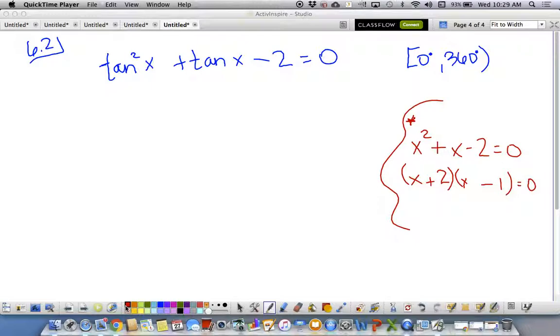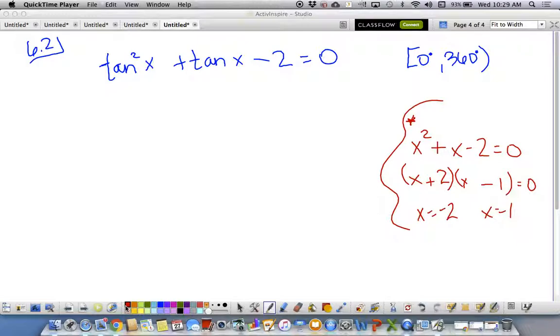And then how do we solve for x? Set it equal to 0. You set each piece equal to 0. So you have x plus 2 equals 0, so x equals negative 2. x minus 1 equals 0, so x equals 1.